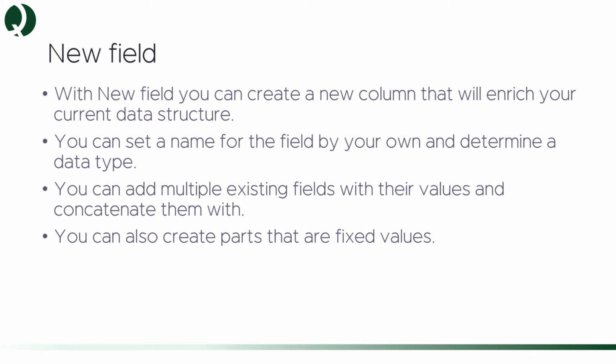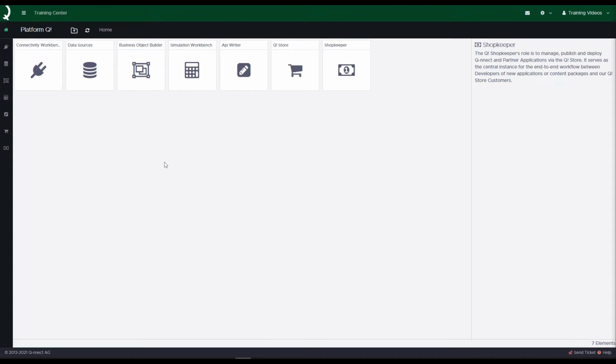However, afterwards, you need to determine what the content of the field will be. The content of the field can contain multiple pieces. For example, the prefix can be a fixed value, and then you will add an already existing field value with material number. There are no limitations in creating a new field. Let's jump into Platform Q to see how you can create a new field.